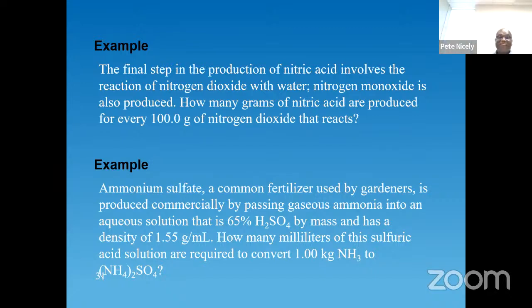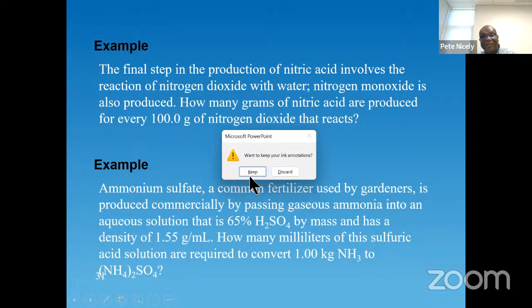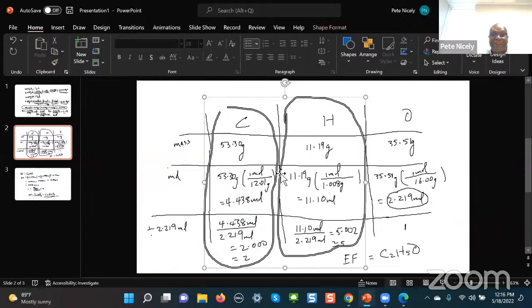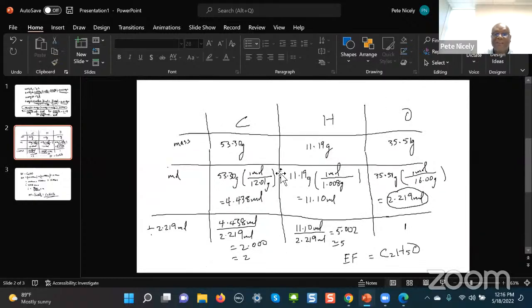The question says the final step in the production of nitric acid involves the reaction of nitrogen dioxide with water, and it says nitrogen monoxide is also produced. So the question is asking how many grams of nitric acid are produced for every 100 grams of nitrogen dioxide that reacts, all right? So what I'm going to do is go back to this PowerPoint here, and let me get rid of all this here.